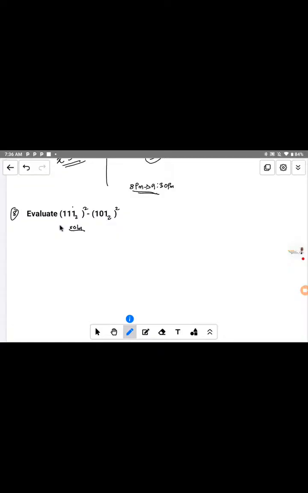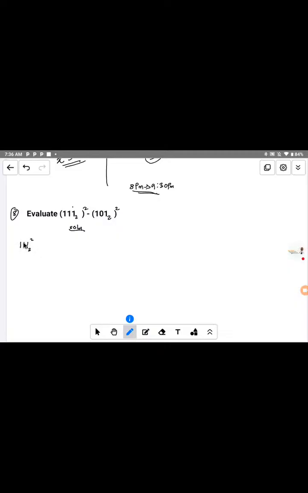The question says we evaluate 1 in base 2, in brackets, to the power of 2, minus 101 in base 2 to the power of 2. Now, how do we evaluate this? How do you attempt to solve this mathematics question? It's very, very simple. Let's go. Let's first break this one out. The first one here is 1 in base 2, to the power of 2. What we just have to do here is to find the square of this.